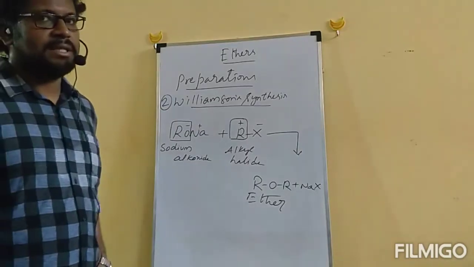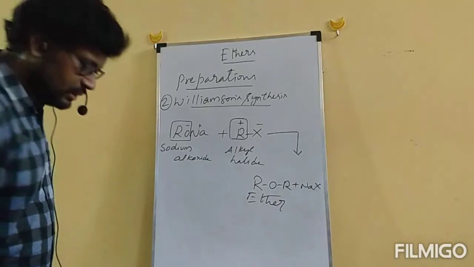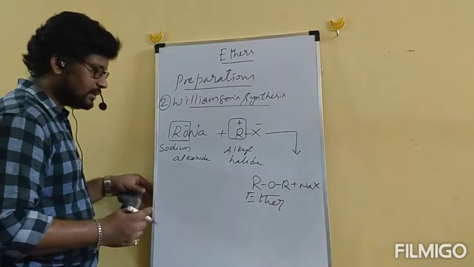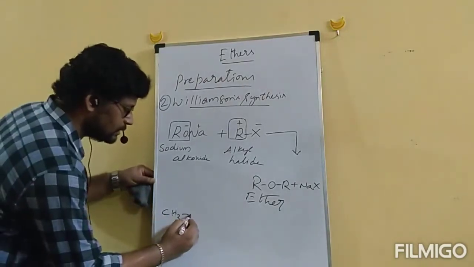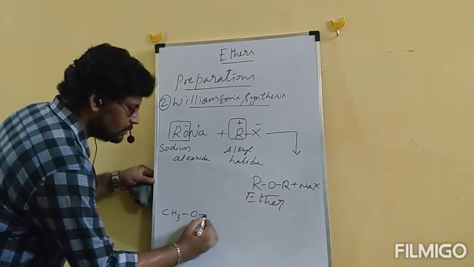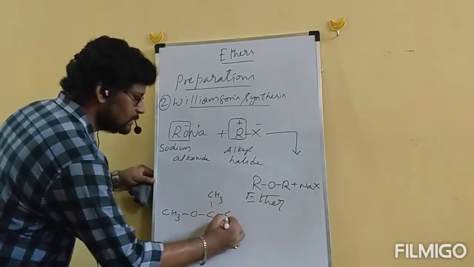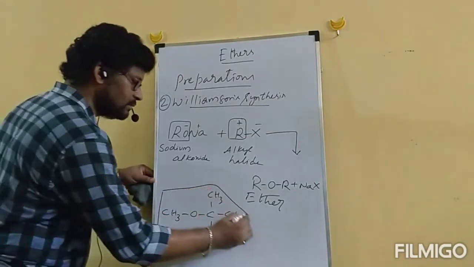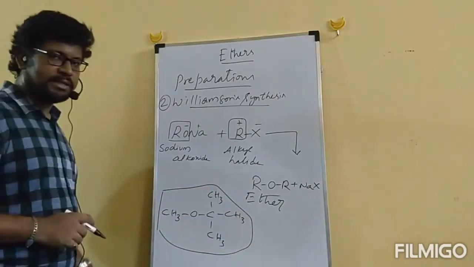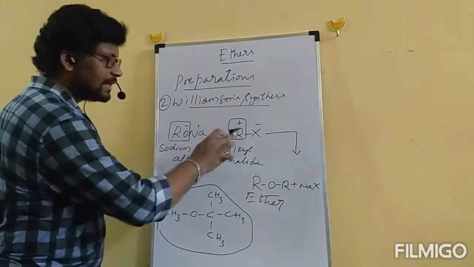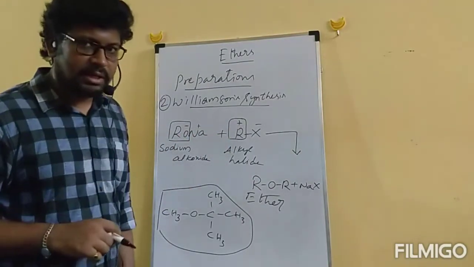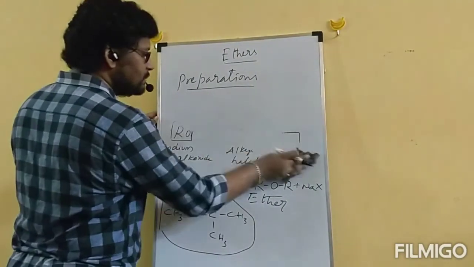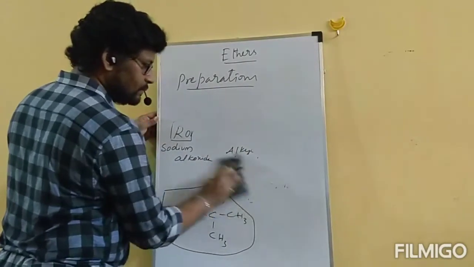But we have an application in Williamson synthesis now. That one we have to see. If you want to obtain an ether like CH3O C(CH3)3, we want to obtain this ether. To obtain this ether, what are the reactants we have to take? That is important here. This is the application of Williamson synthesis.